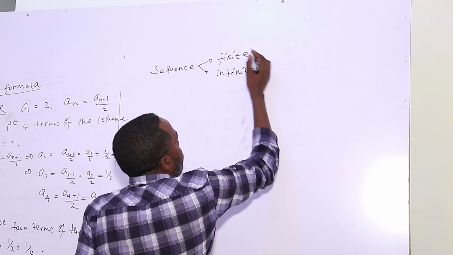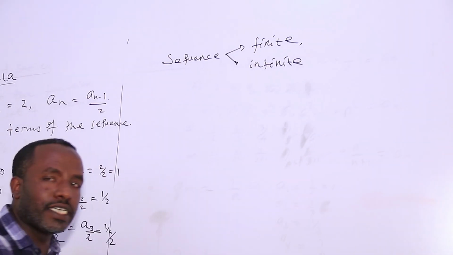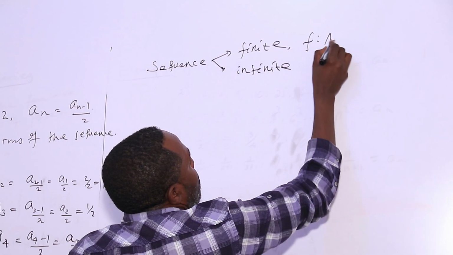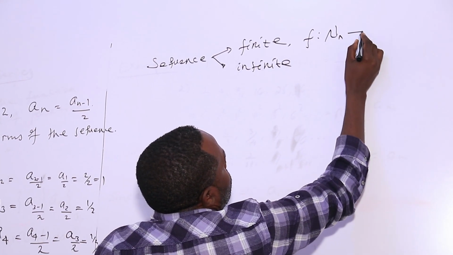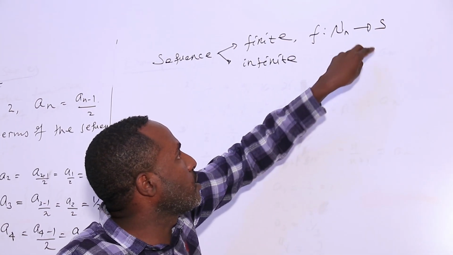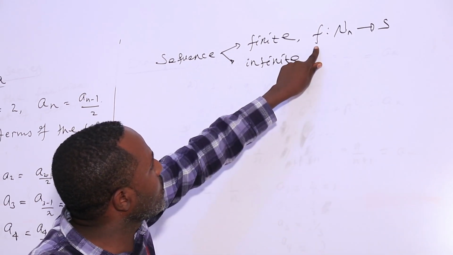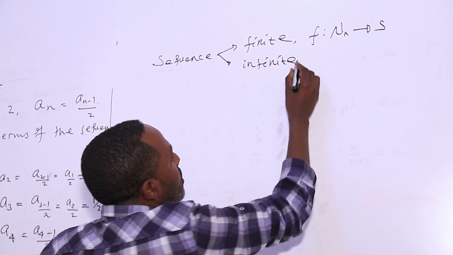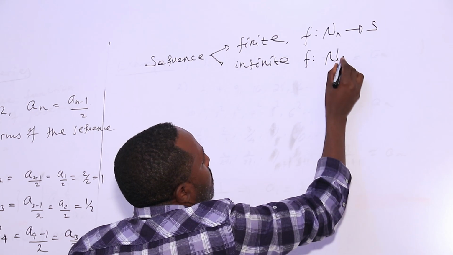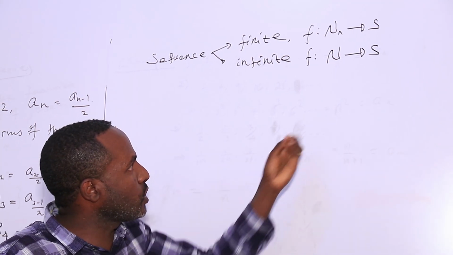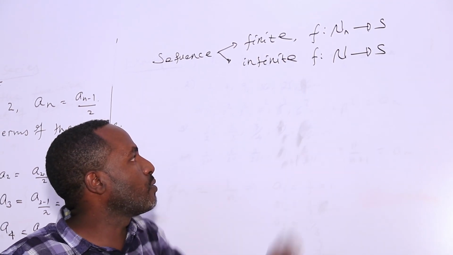In essence, from the definition, a sequence is a special function whose domain is the set of positive integers. A sequence is a function f that maps from N to a set S. This set S may be the set of real numbers or simply a subset of real numbers. So the function f maps from N, the index n, to the set S, which is the range, a subset of real numbers.